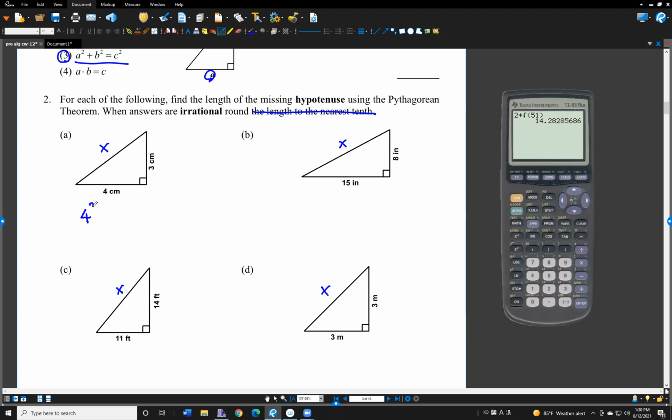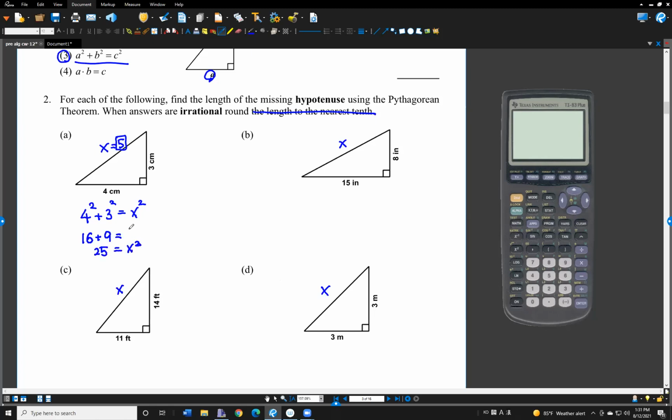4 squared plus 3 squared is x squared. We know that 3, 4, this is 5. We already know that, but I'm going to find this number 5 using the Pythagorean theorem, okay? 4 squared is 16. 3 squared is 9. That is 25. This is equal to what?